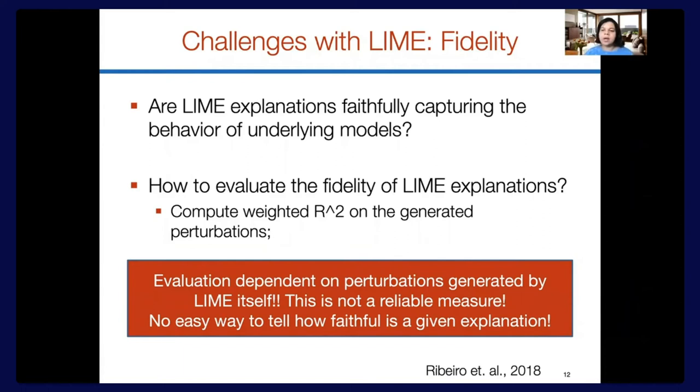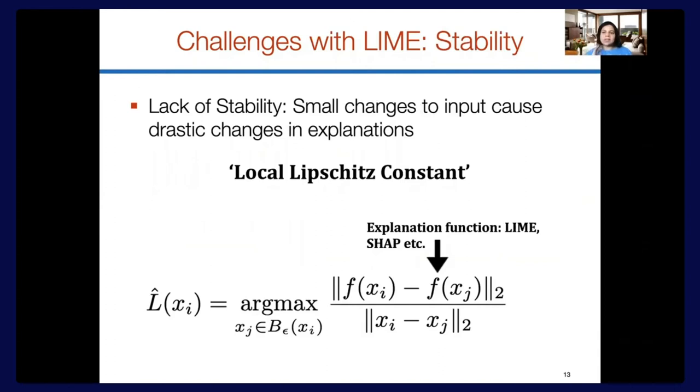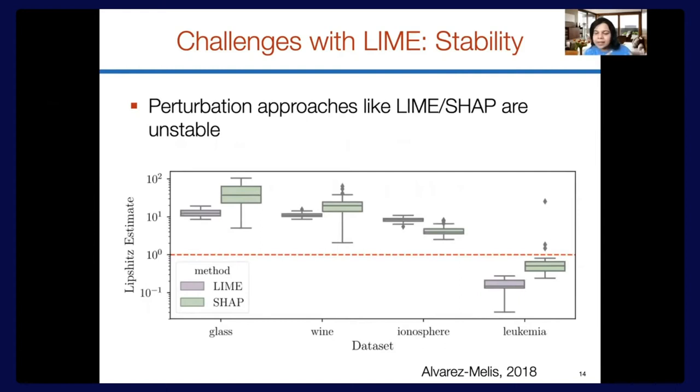The second thing is stability, or rather lack of stability, right? So what people have actually observed is that small changes to input instances can cause drastic changes in the explanations produced by perturbation-based methods like LIME or SHAP, okay? In fact, there has been some work which computed this local Lipschitz constant. F here corresponds to the explanation itself. So they're trying to compare relative to the change in an instance. If you make a small change in an instance, how drastically does the explanation change, right? And the higher this value, the higher the instability and the more unstable the explanation method is, and it's bad.